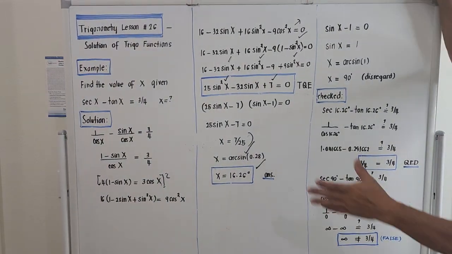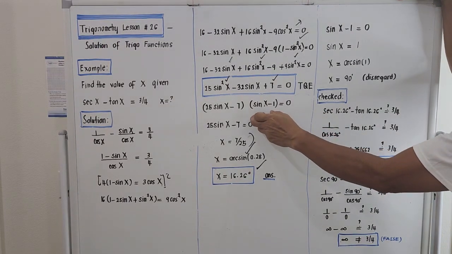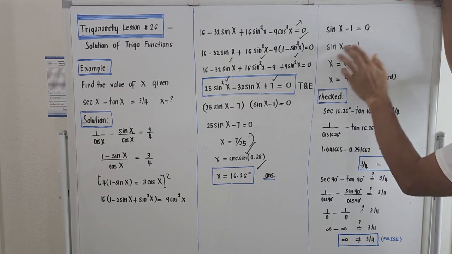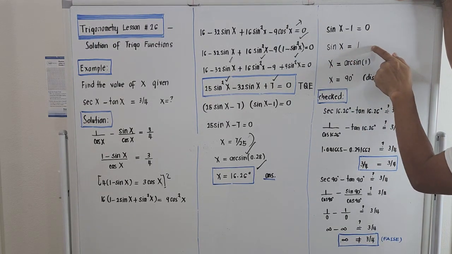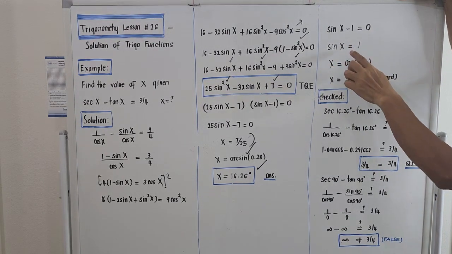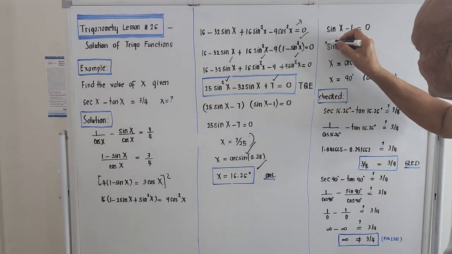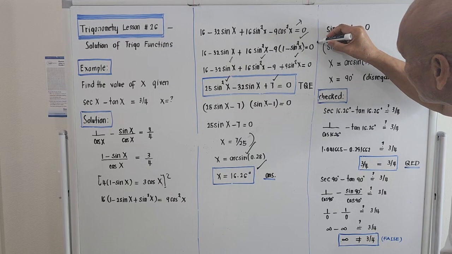For the second one, we equate the second factor to 0. Sine of x minus 1 equal to 0. Sine of x will be equal to positive 1. And again, to compute for x without the sine, take the arc sine of both sides.